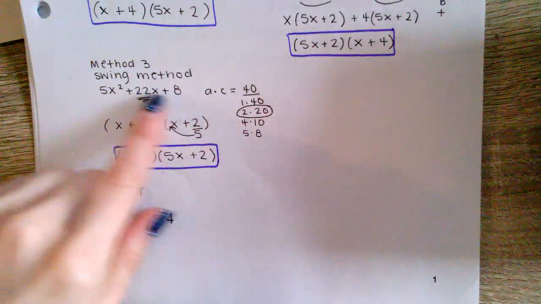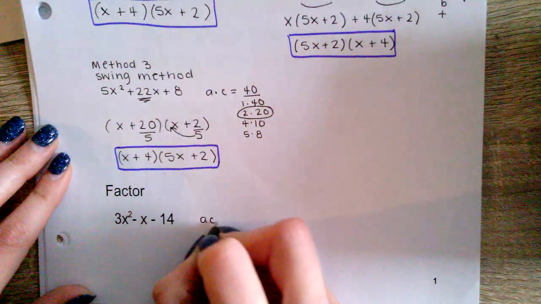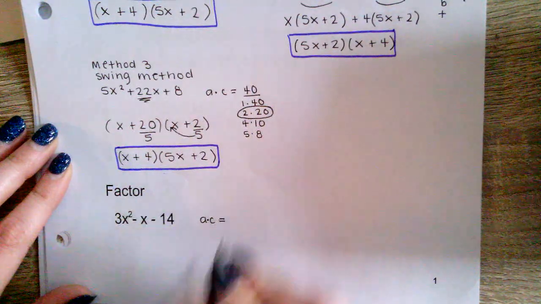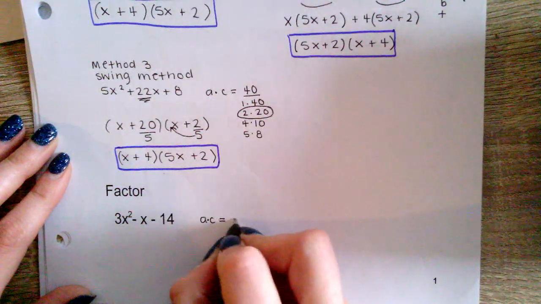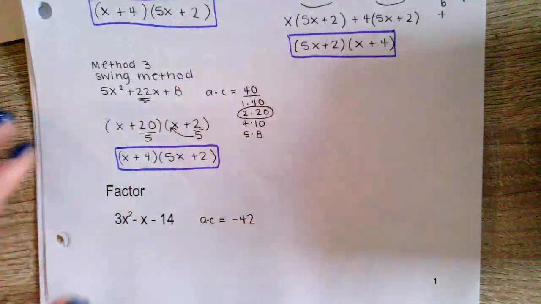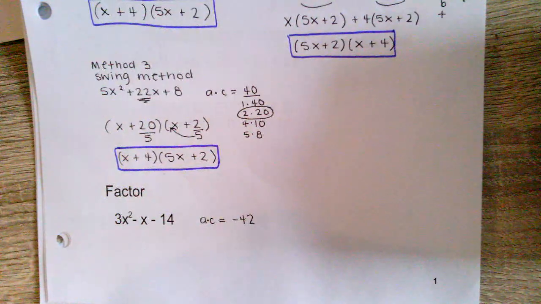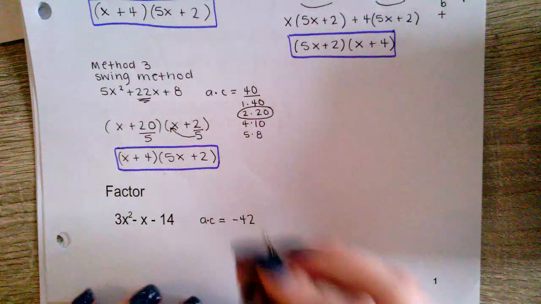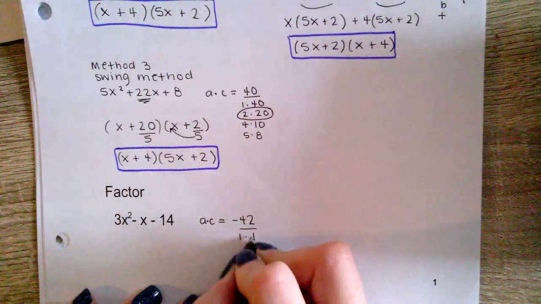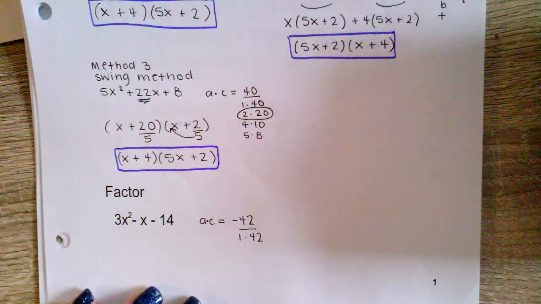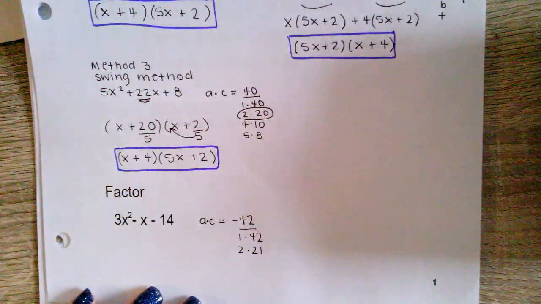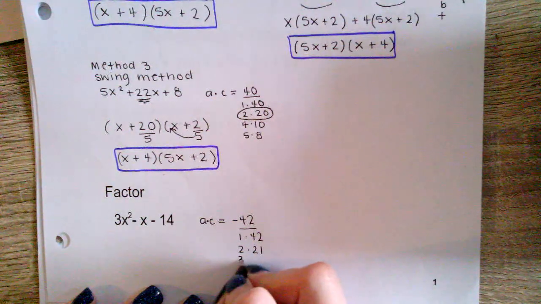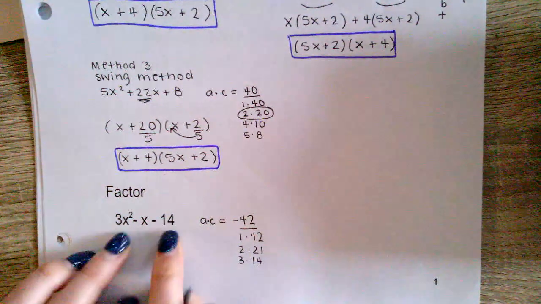So swing method, what we did first was we figured out what A times C was. So in this case, A times C is 3 times negative 14. And again, do not force yourself to do mental math if you cannot do mental math. That's why you have a calculator. I have my calculator off to the side, right? I'm using that as we go. So we're going to list our factors that multiply to be 42. So I have 1 times 42. I've got 2 times 21. We've got 3 times 14. Obviously, we just use that factor to figure this out.